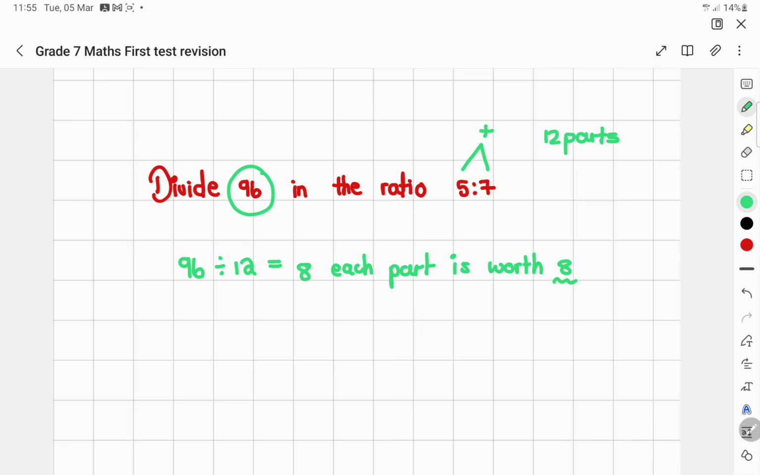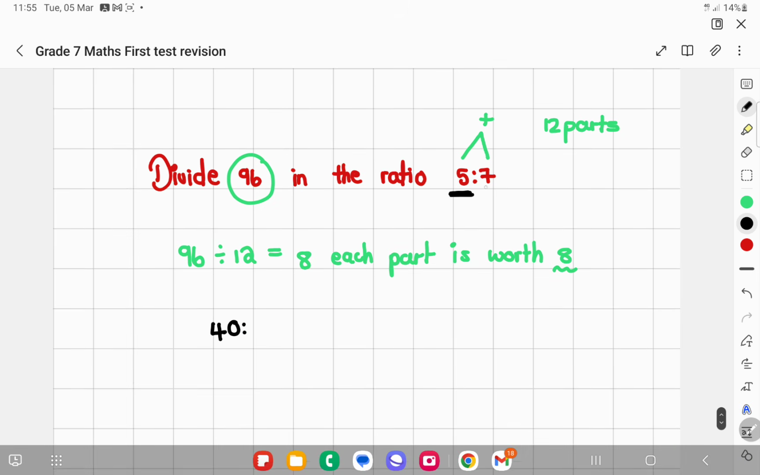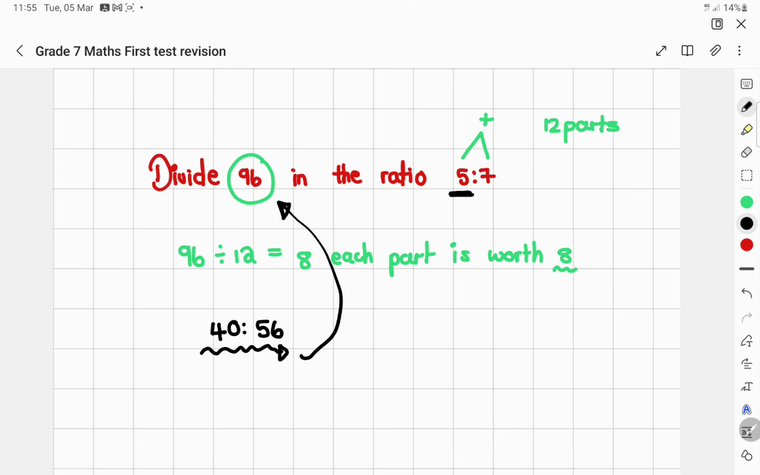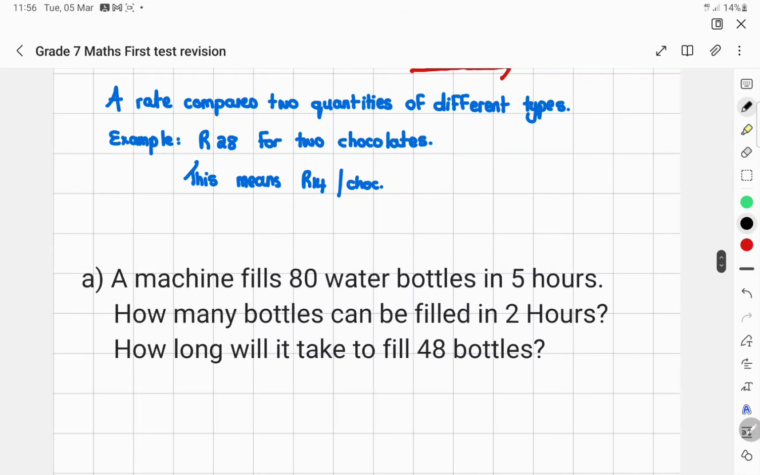8, whatever it may be, 8 rand or 8 cattle, whatever it could be. So now we're going to say, all right, if this one gets 5 times the 8, he's going to get 40. And if this one gets 7 times 8, he's going to get 56. And when you add your ratio parts together, it should give you that original 96. Okay, I hope you understand that.